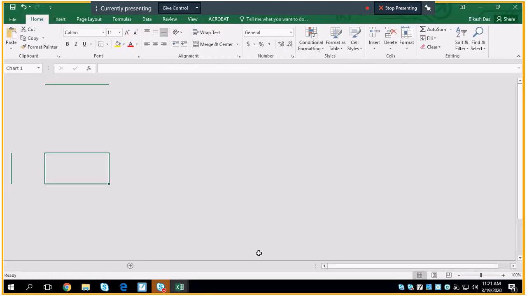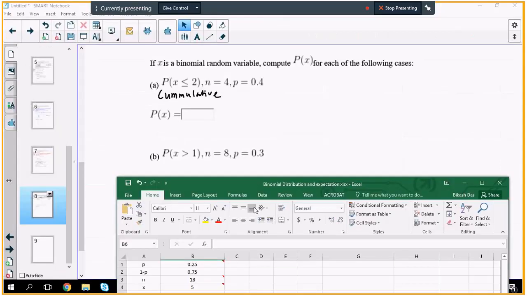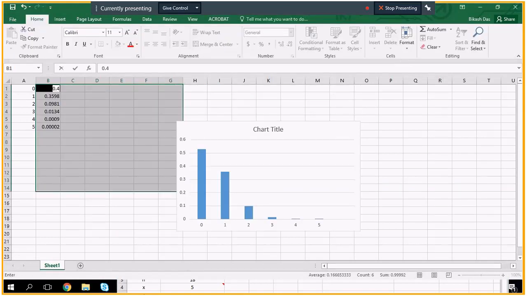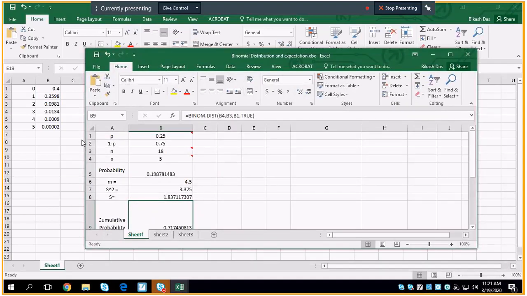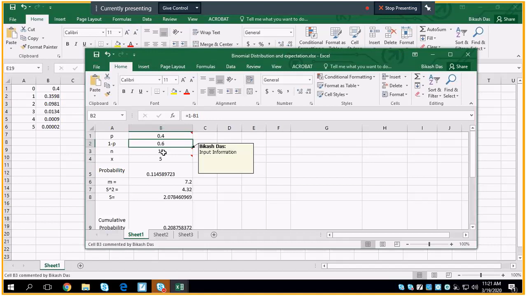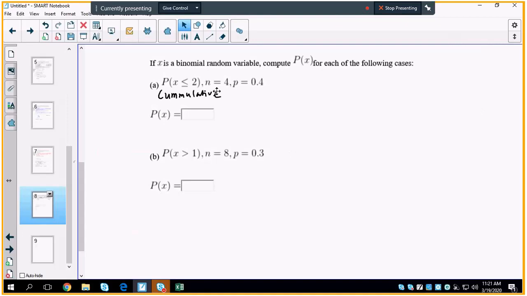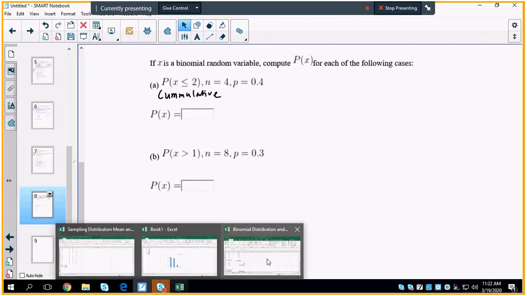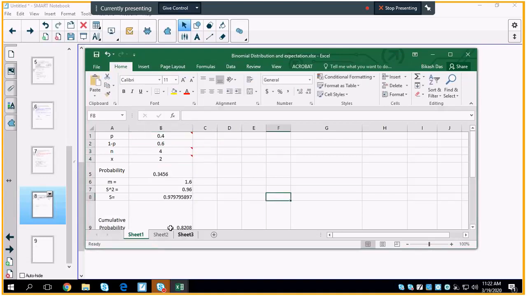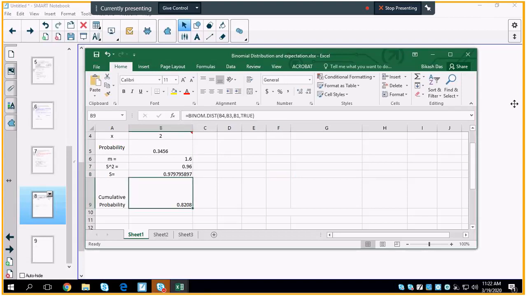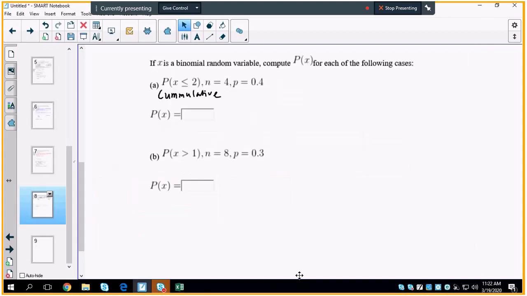So let's see that. I'm going to say P is 0.4. I'm so sorry, that's not the one I wanted to work with. P is 0.4 and your N is, so in the last problem, N is 4 and X is 2. And the cumulative probability is 0.8208. Answers my first question.